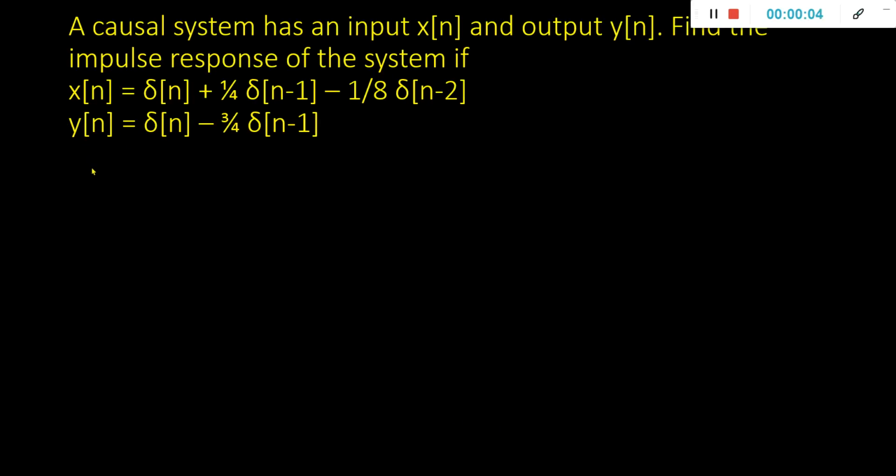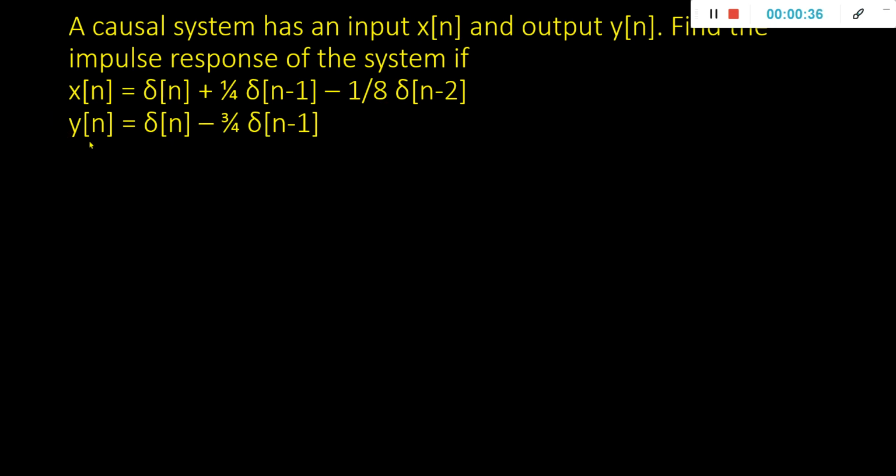In this video, let's try to solve this example. It is given that a causal system has an input x of n and the corresponding output is y of n. Now it is asked to find the impulse response of the system if the value of input is given by delta of n plus 1 by 4 delta of n minus 1 minus 1 by 8 delta of n minus 2, and y of n is given by delta of n minus 3 by 4 delta of n minus 1. Let's try to make use of the Z transform approach for finding the solution.